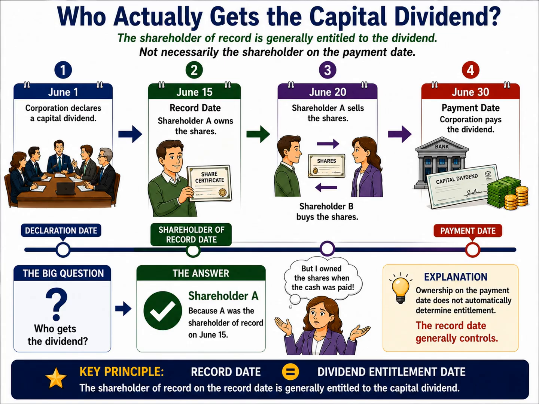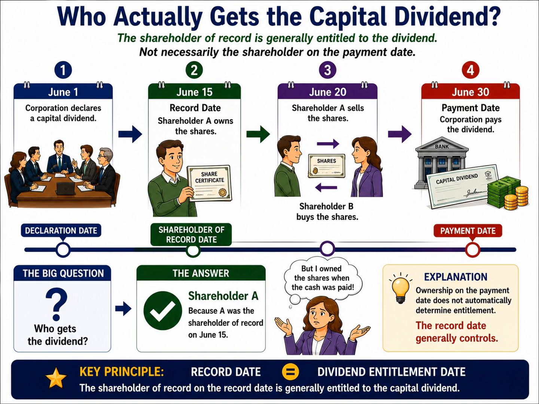Now let's move forward to June 20th. After the record date has passed, shareholder A sells the shares to shareholder B. Ownership of the shares changes hands. At this point, many people assume that shareholder B will now receive the dividend because B owns the shares. But that's where the misunderstanding occurs.